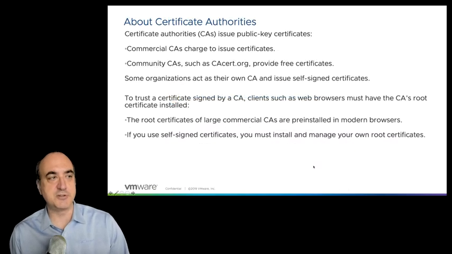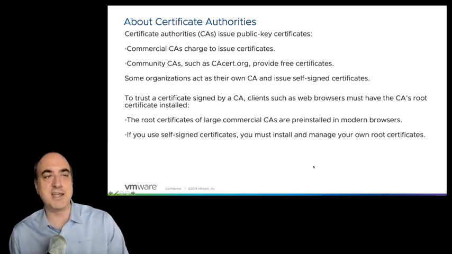So we already mentioned certificate authorities. There's a plethora of them on the internet, right? You have commercial certificate authorities that will charge to issue certificates. Community certificate authorities like cacert.org will potentially provide free certificates. Some organizations may act as their own certificate authority and issue their own self-signed certificates, right? And that's basically what the VMCA is, right? The VMware Certificate Authority is its own self-signing certificate authority. And that's why your browser won't trust it natively.